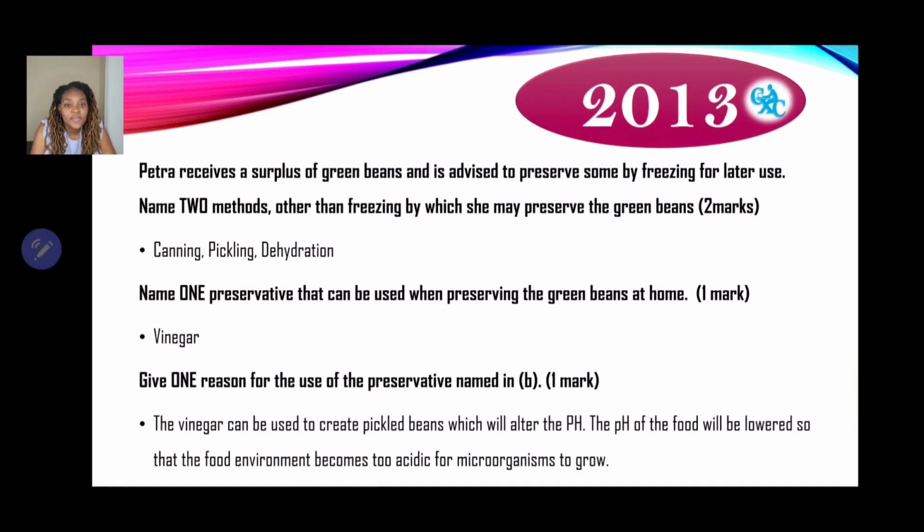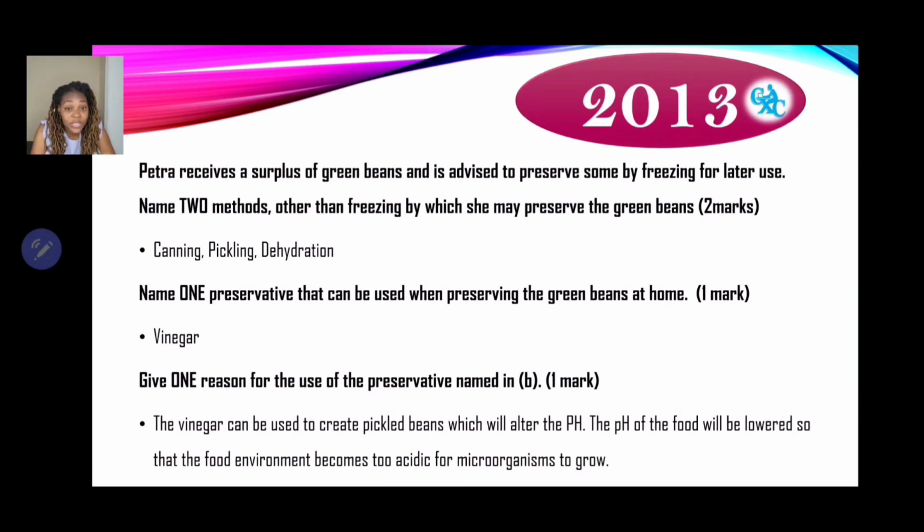Good. Give 1 reason for the use of the preservatives named above. So it is asking us, why did we choose the vinegar? The vinegar can be used to create pickled beans, which will alter the pH.